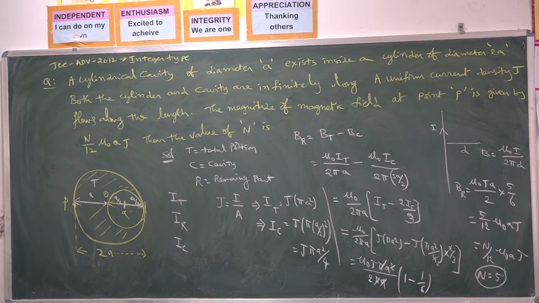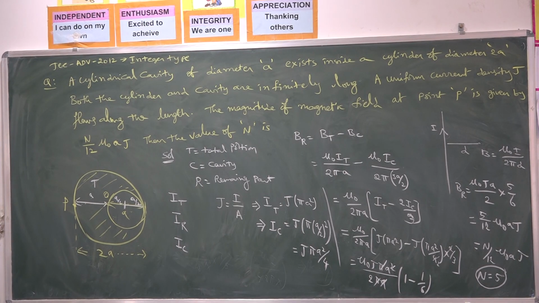As it is an integer answer type question, the value of N we found as 5. Very, very simple. Note it down and try to do similar types of questions.